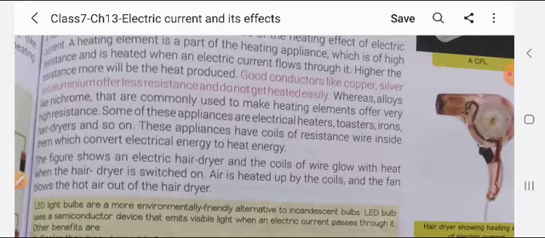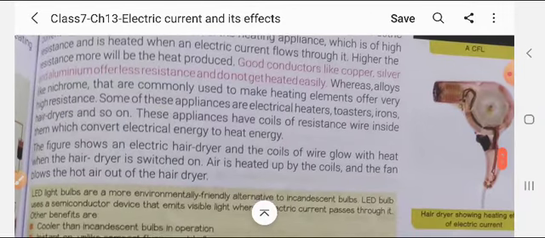Some of these appliances, electrical heater, toaster, iron, hair dryer, are all made up of tungsten. There a tungsten wire is present. These appliances have a coil of resistance wire, a rounded wire that could hold the electric current for a long time. The figure shows an electric hair dryer, and the coil of the wire glows in heat when the hair dryer is switched on. Air is heated up by the coil and the fan blows the hot air out of the hair dryer.